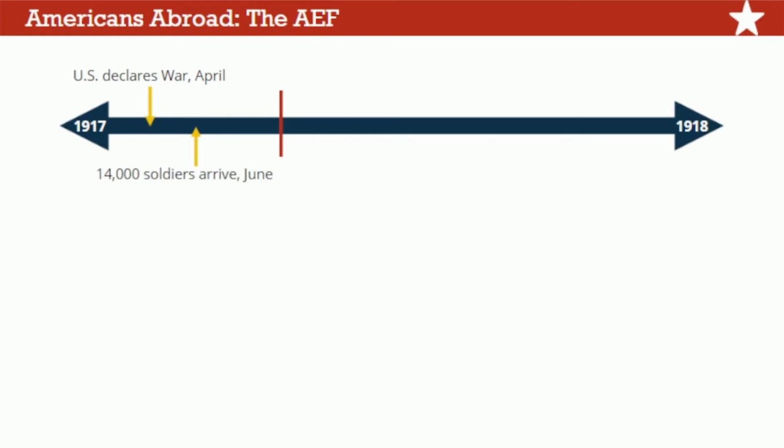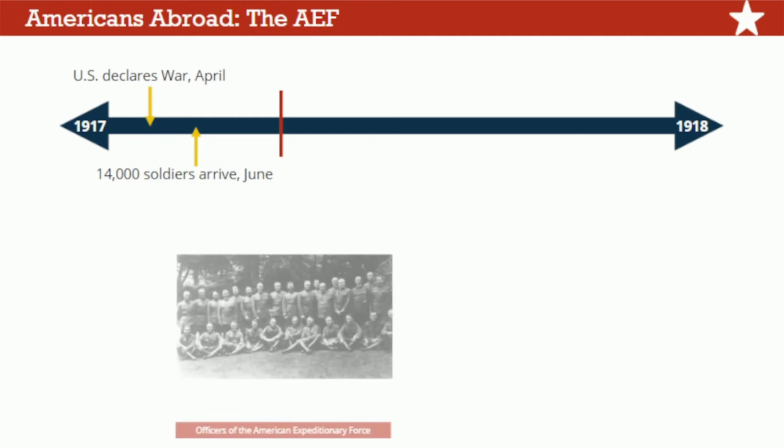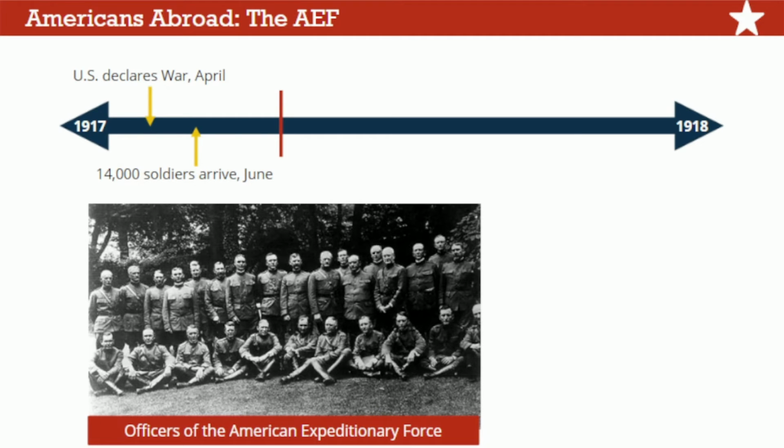The American Expeditionary Force, or AEF, didn't start arriving in France until late in June of that year, and even then, the force consisted of only 14,000 out of an eventual 2 million soldiers.